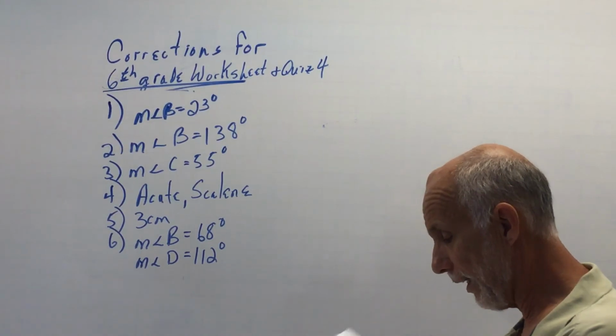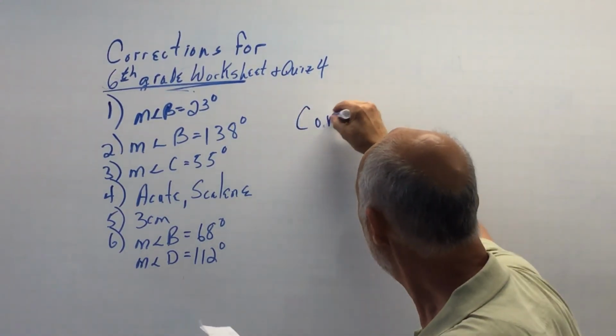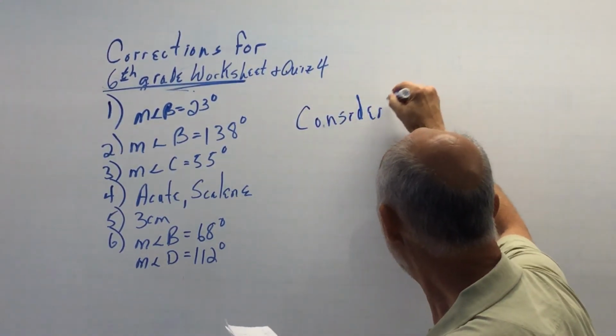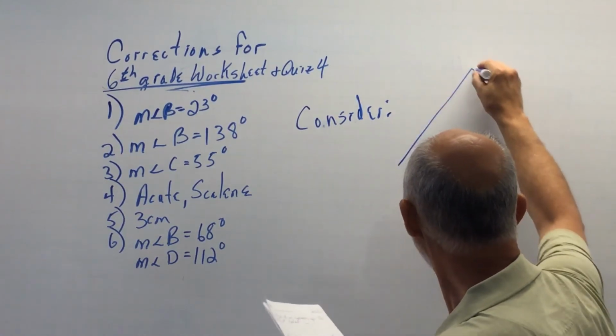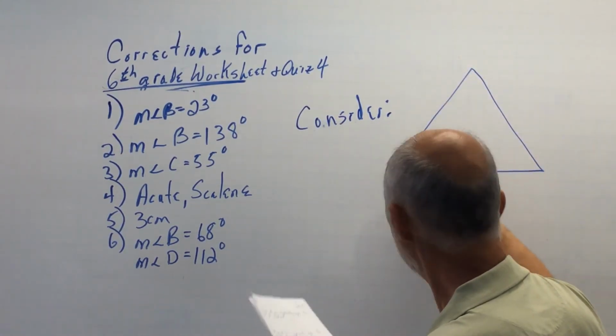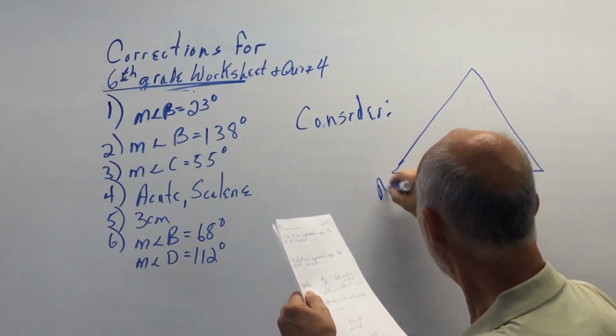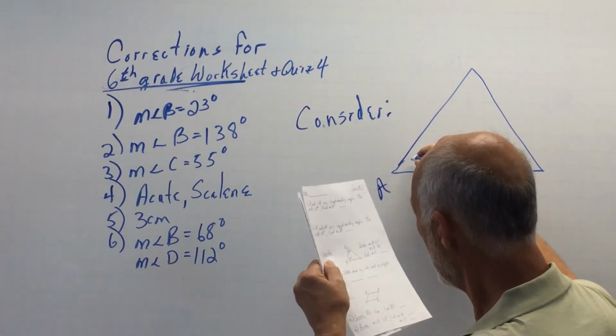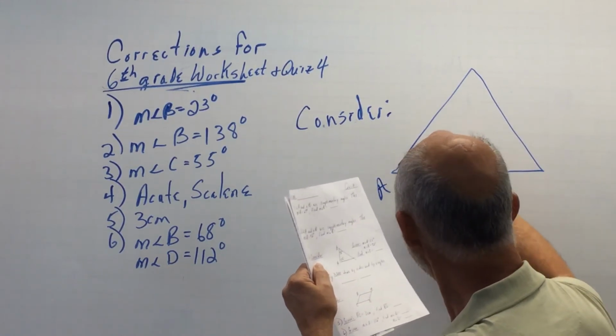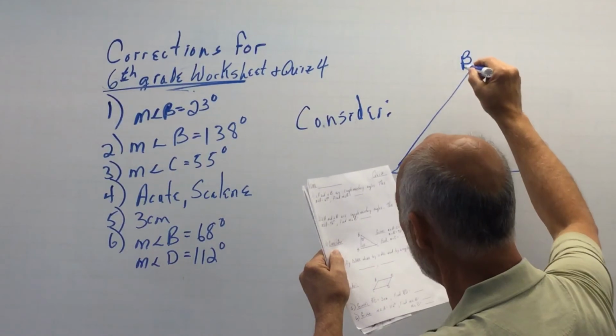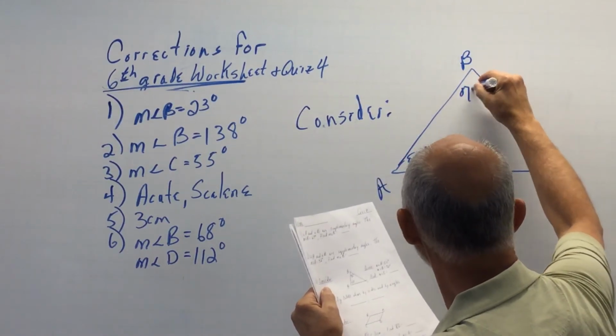Now, on number 3, here was the problem. And again, it was a triangle that looked like this. And I told you that the measure of angle A equaled 53 degrees. The measure of angle B equaled 72 degrees.